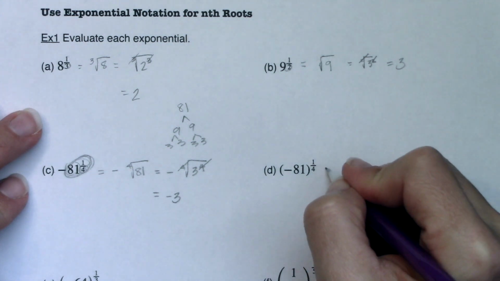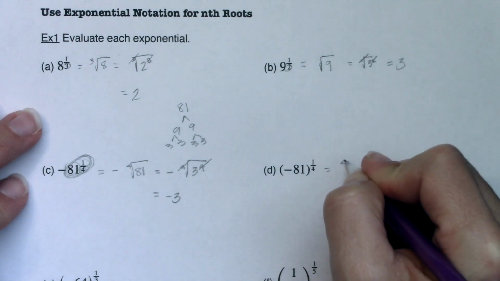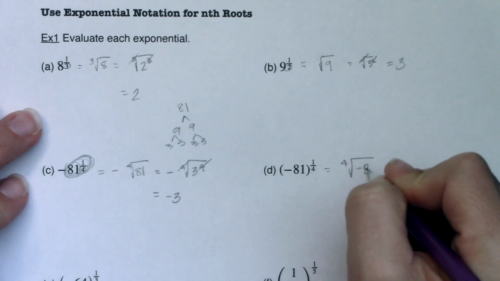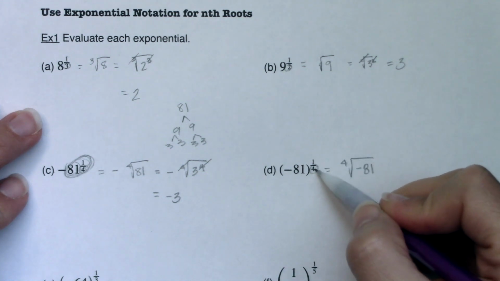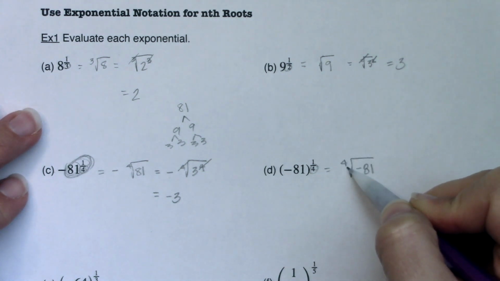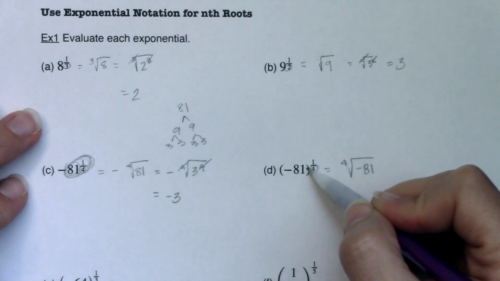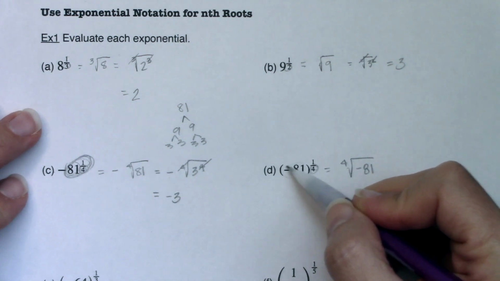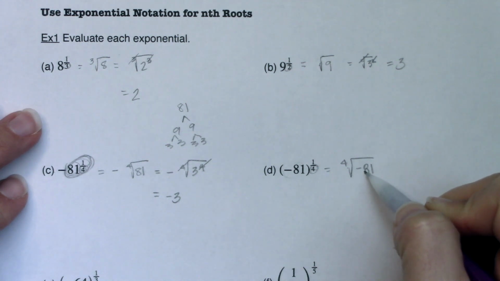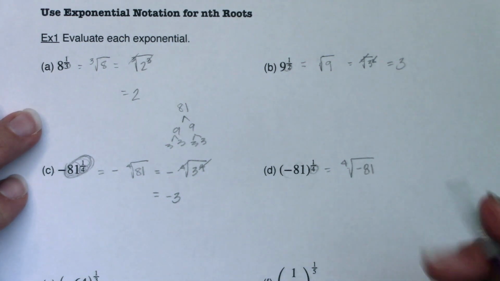Now on the flip of it, if I do this, this is saying get me the 4th root of negative 81. So the denominator's 4, that becomes my index, and because this entire number is in that parentheses, that becomes my radicand. And when I say radicand, I mean the stuff under the radical.